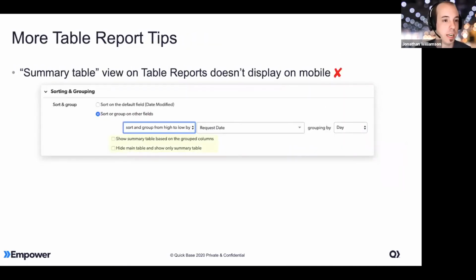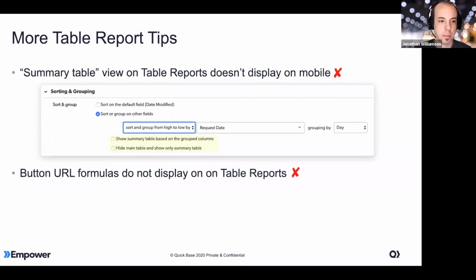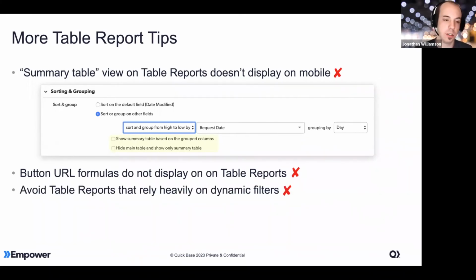Now a few more table report tips, rapid fire. Summary table view on table reports doesn't display on mobile. That's these two checkboxes hidden down there in the yellow highlight. Button URL formulas do not display on table reports. And you should avoid table reports that rely heavily on dynamic filters because those don't appear on mobile.